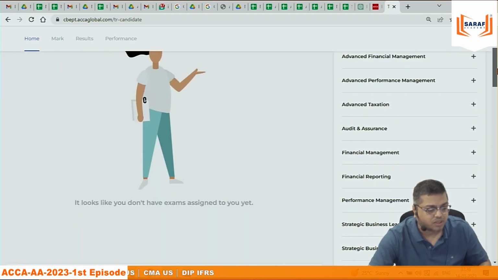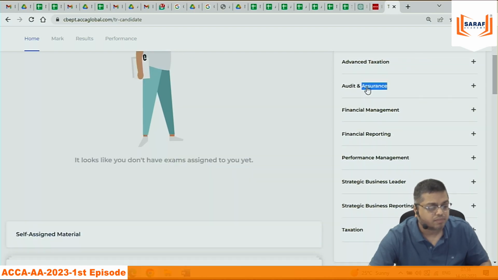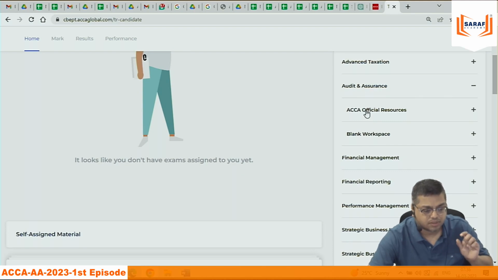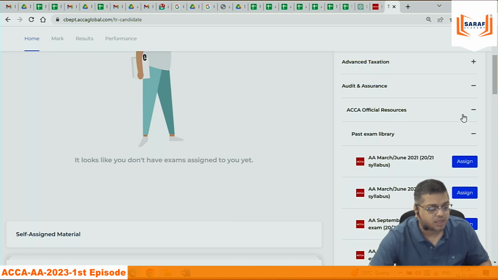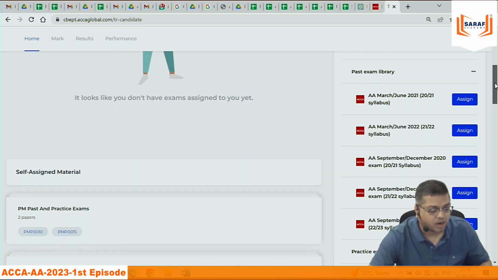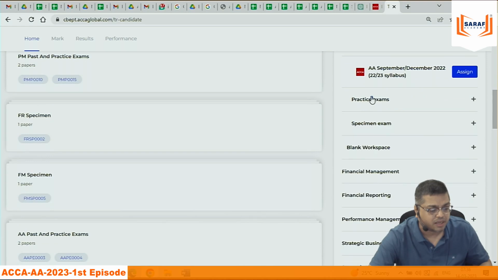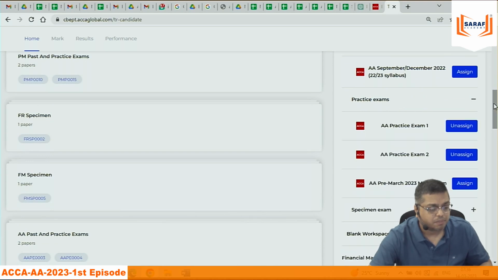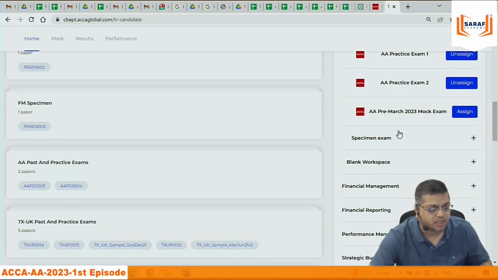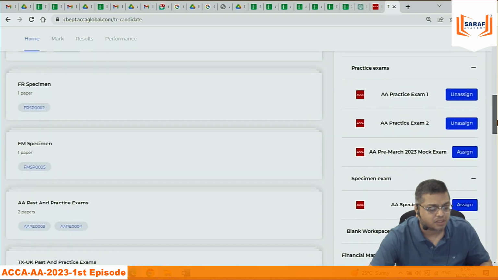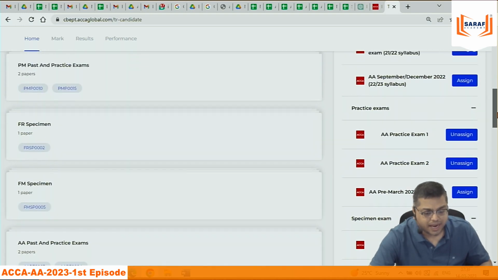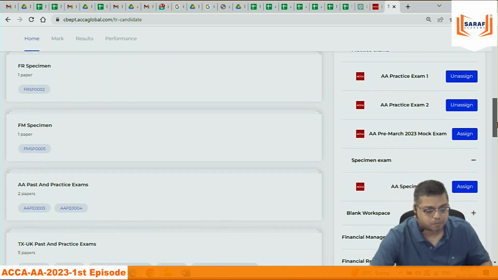We are concerned, for the time being, with auditing and assurance. Under auditing and assurance, there are 2 tabs. Official resources. Under official resources, there is a past exam library, with 5 papers. Then there is practice exam, with 3. And then there is a specimen exam. So in total 5 plus 3 plus 1, that is 8 papers for practice purposes.